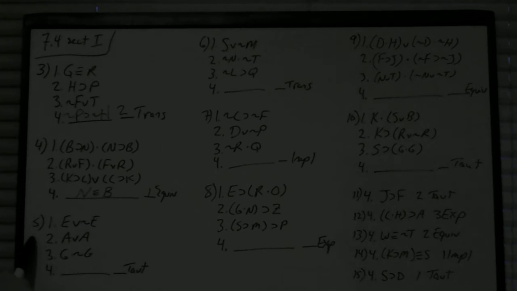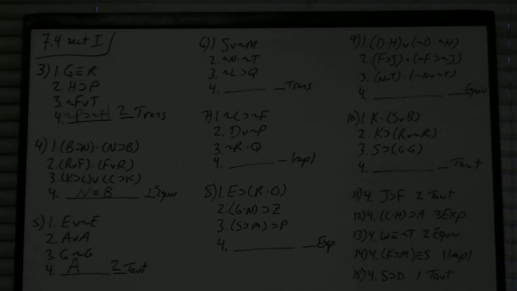Number 5, we have E or not E, A or A, G and not G, and we want a tautology. So a tautology has to be the same letter joined by a dot or a wedge. So in line 2 you've got A or A, that just becomes A from line 2 through tautology.